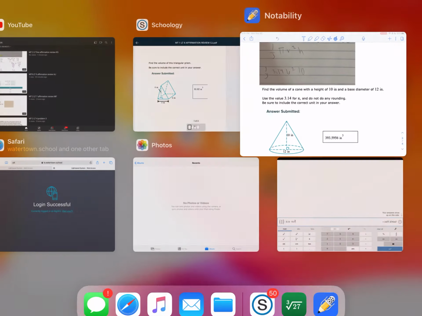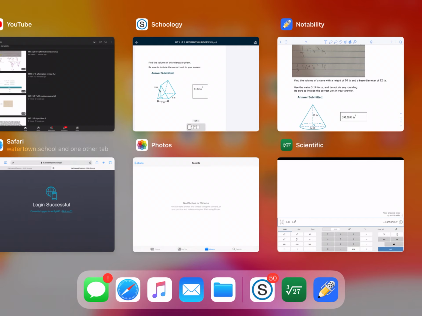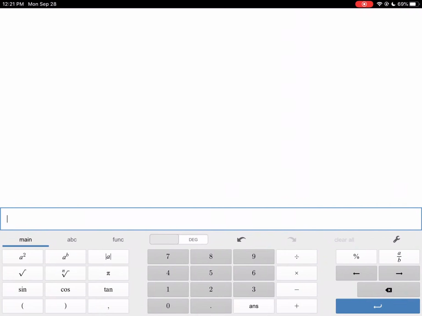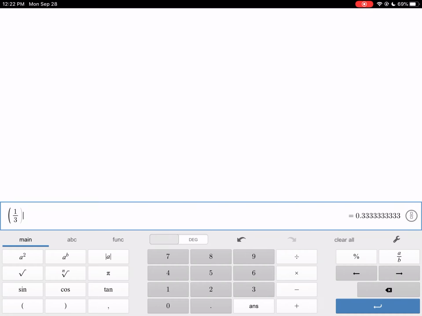So if we take 1/3, you don't have to put 1/3 in parentheses. I just like to do that so it's easy to explain. Times 3.14 times 6 squared times 10. I get 376.8.